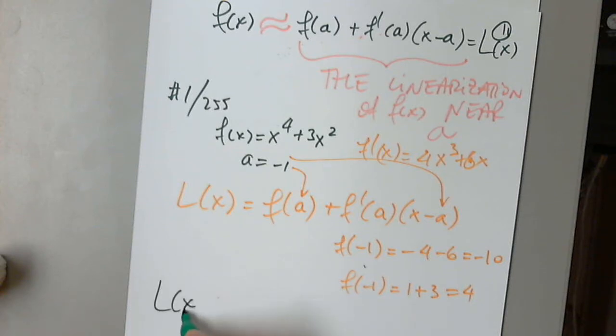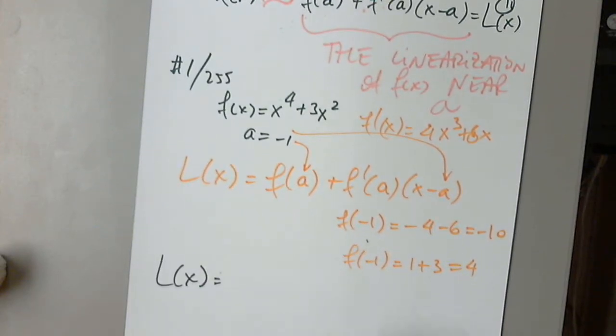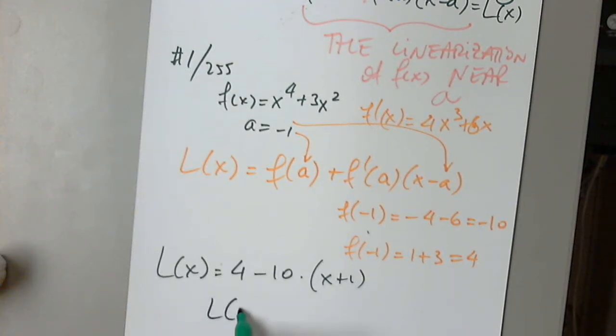So then L of x will be a line, mandatory. f of -1 is 4. f prime of -1 is -10. And then x plus 1. Or L of x equals -10x minus 10, but plus 4. It's minus 6.